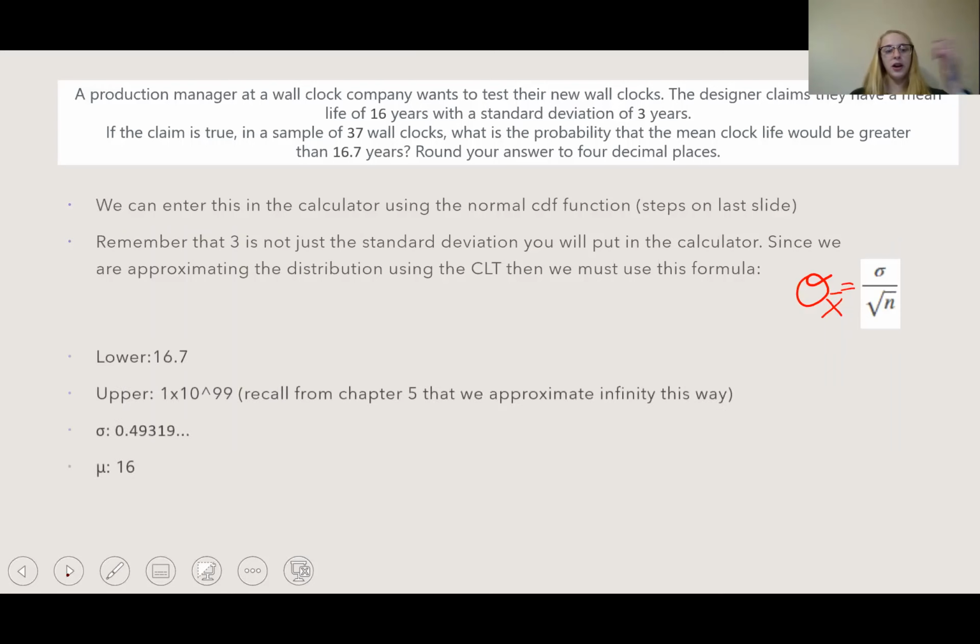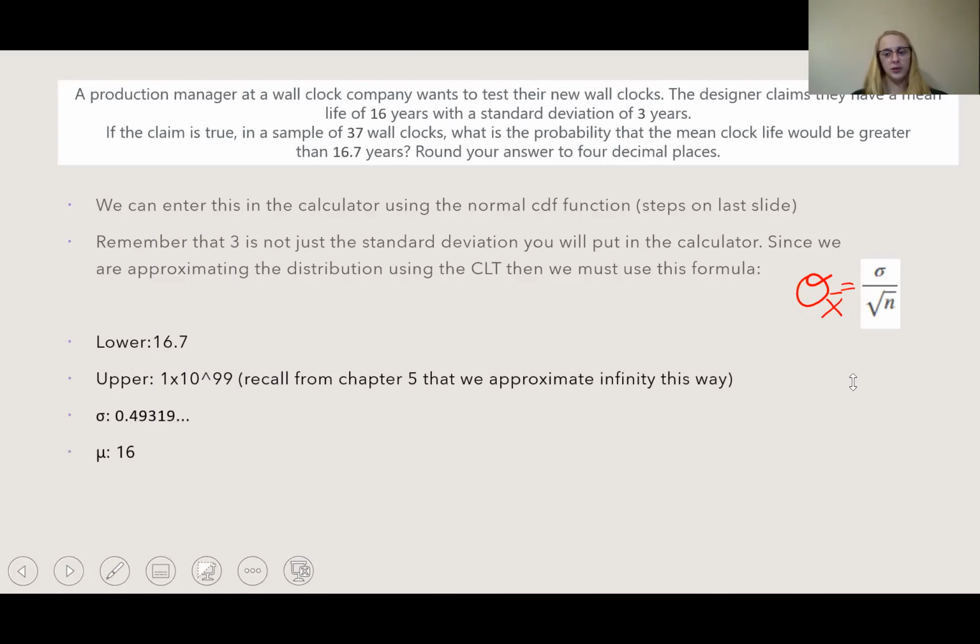In this one, I already have listed here what goes in what category. Like I said, you're going to have a lower, an upper, standard deviation, and a mean. Now I'm going to explain how I got those numbers. So first off, let's go through this problem and see what we know.